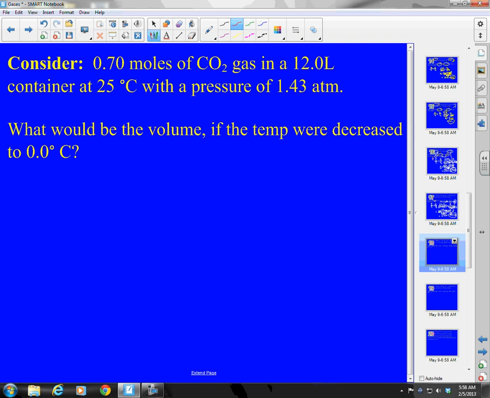Consider 0.70 moles of carbon dioxide gas in a rigid 12-liter container at 25 C and the pressure. The question is, what would the volume be? So we're going to look at volume if the temperature were decreased. So we need a relationship between temperature and volume.